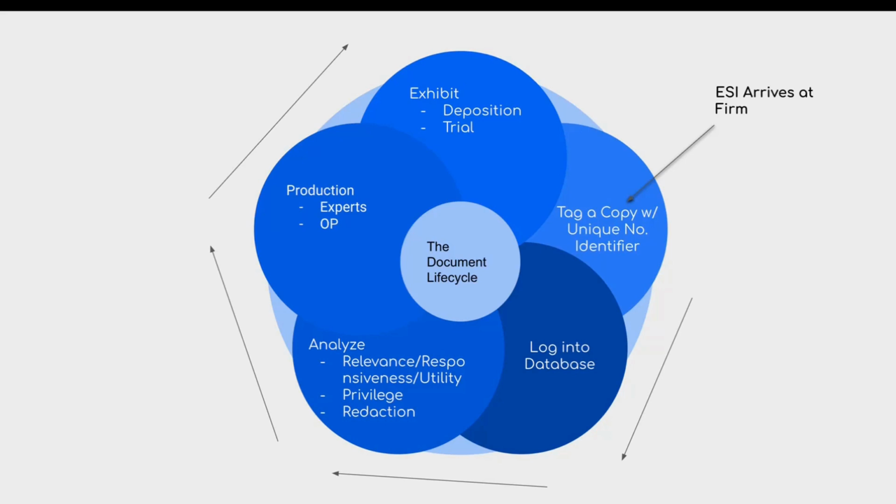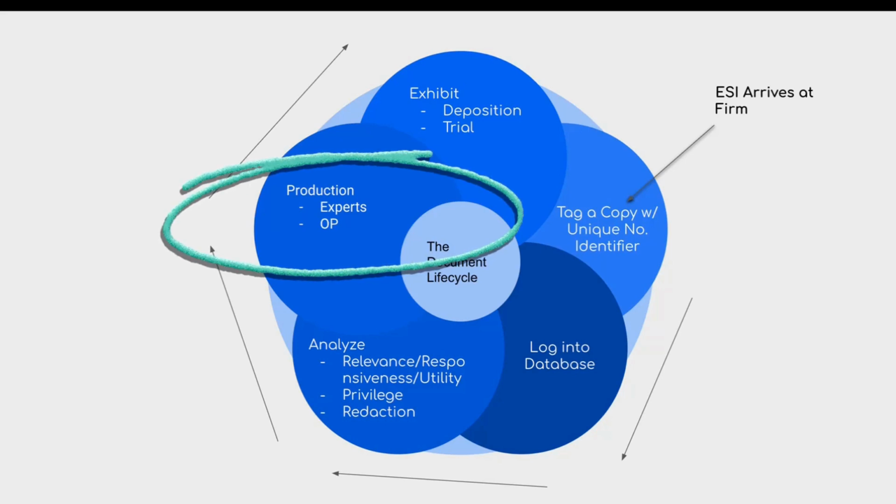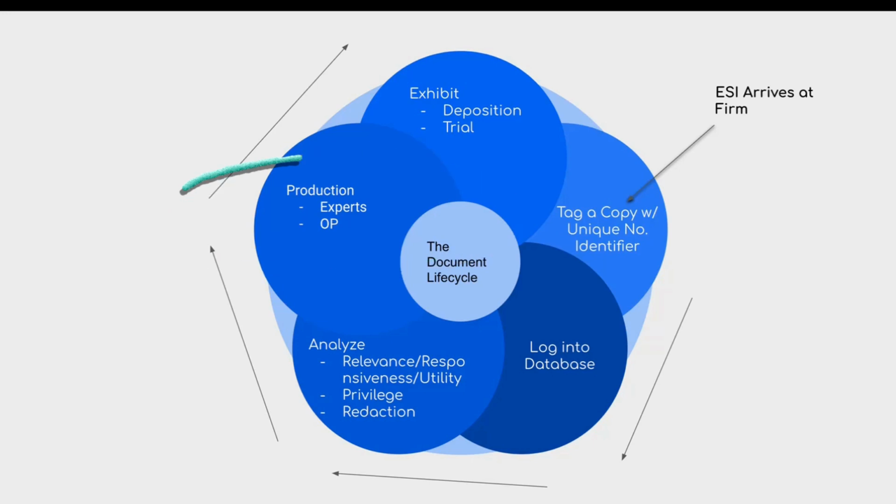Once you've gone through the evidence, you're obviously going to have to produce it. You're going to produce it to experts. You're going to produce it to the opposing party. It's going to go somewhere, most likely, if it's responsive, and very often it is. That production also needs to be logged into the ESI tracking sheet.